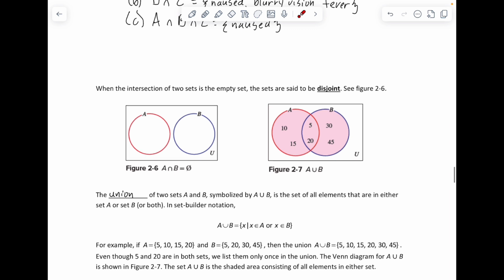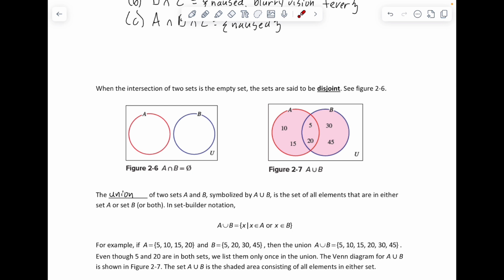For example, if set A contains the numbers 5, 10, 15, 20, and set B contains 5, 20, 30, 45, then the union would be all the elements in A combined with the elements in B. Okay. So that would be 5, 10, 15, 20, 30, 45. Okay. Notice that the elements 5 and 20 are in both sets, but when we combine them into a union, we only list them once in the union.